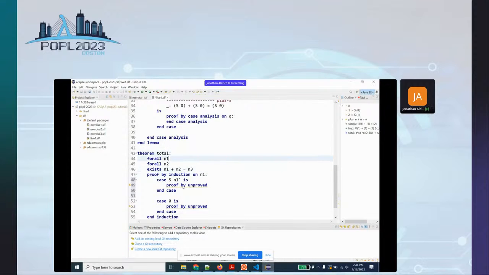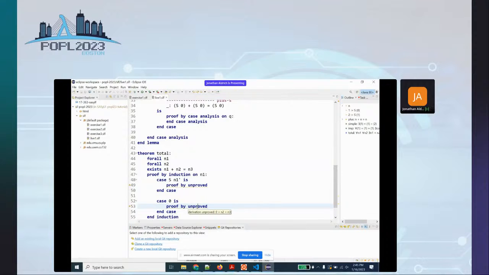So what do we do if we have 0 here? Which case do we use? If N1 is 0, how do we prove that there is some N3? This is existentially quantified implicitly, that 0 in this case plus N2 is N3. If you hover over the unproved here, it says derivation unproved 0 plus N2 equals N3. So it shows what is unproved and what you need to do.